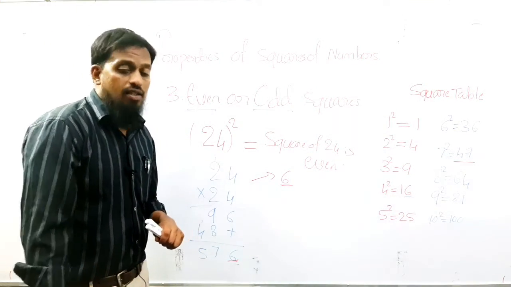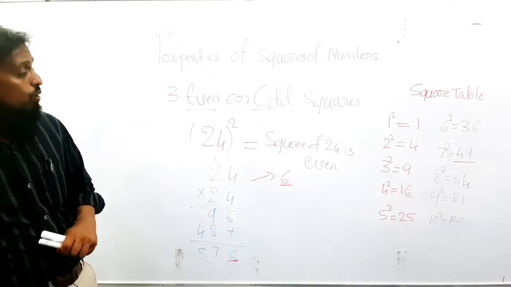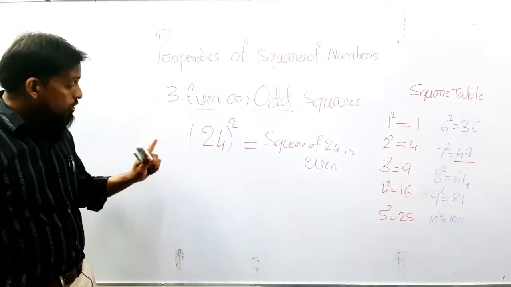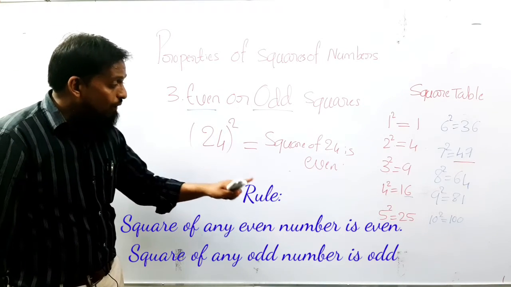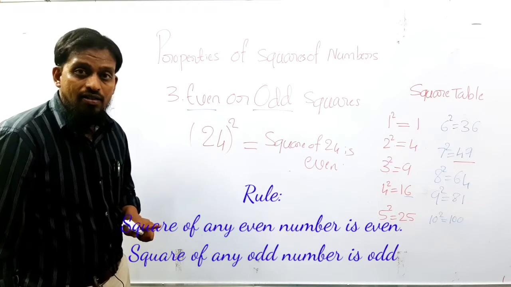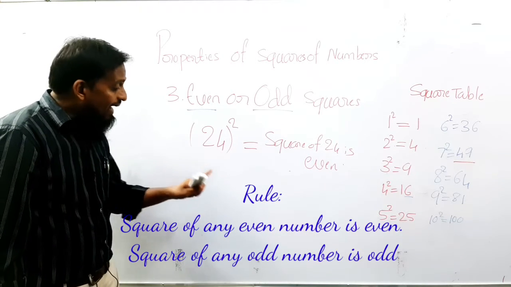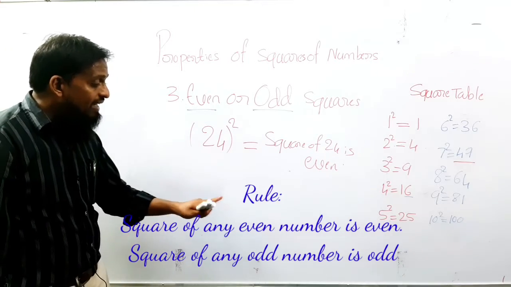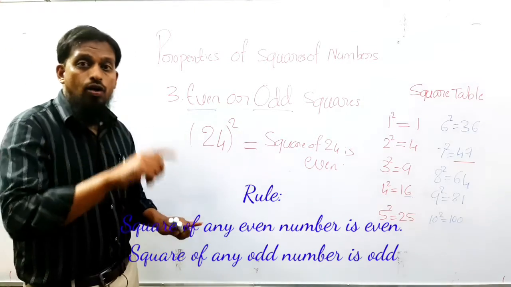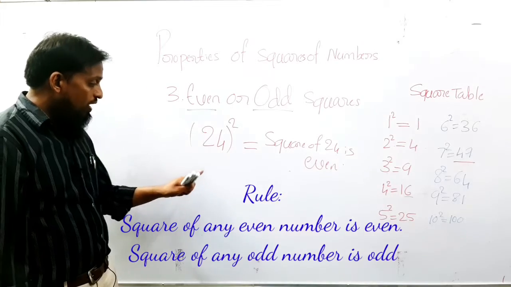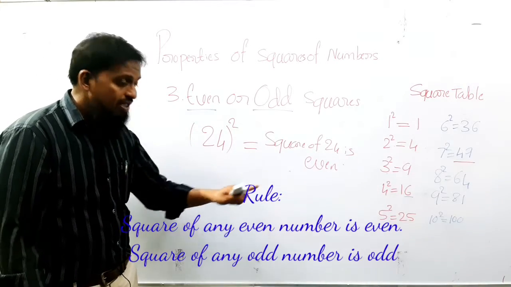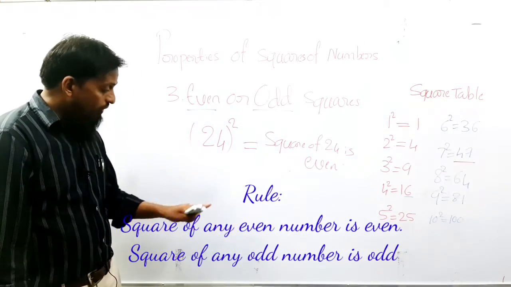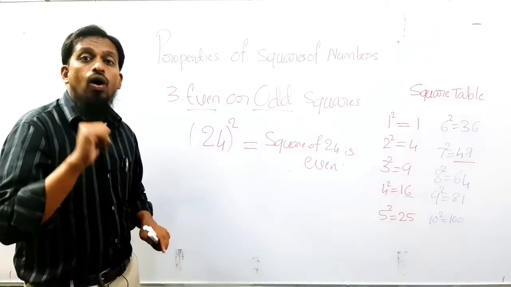What is the second method? Rule. Understand the rule. What is the rule? The square of any even number is even. The square of any even number is even. The square of any odd number is odd. Remember the rule. The square of any even number is even. The square of any odd number is odd.